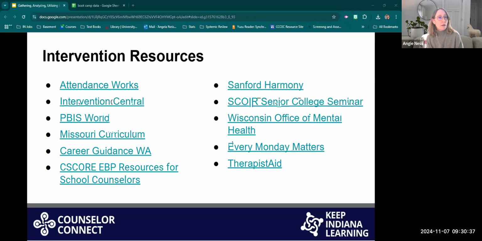So it covers everything that they need to know, from paying for college, what college is, the different types of post-secondary options. Wisconsin Office of Mental Health, Every Monday Matters is a newer one that I started looking at for SEL, free resources as well. And then Therapist Aid, especially for those students that you're working on things like solution focused or changing their irrational thoughts and beliefs. There's a ton of worksheets and videos and resources to use when you're working with students in that way. So again, later take some time to look through those and see what might be helpful for you.